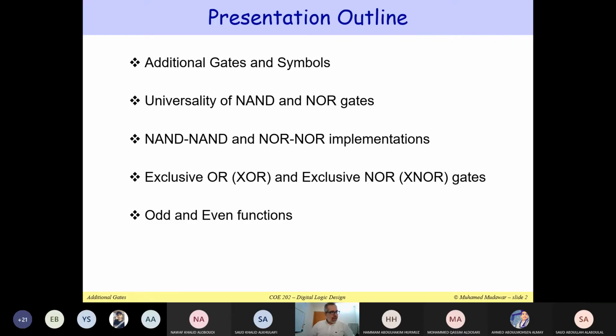I will be talking about the NAND gate. I'll talk about the NOR gate. If we have time, I'll talk about NAND and NOR implementations. We'll continue, inshallah, this topic on Sunday. I'll talk about the exclusive OR gate, the exclusive NOR gate, and I'll talk about odd and even functions. So this will be a short presentation. Inshallah, we will finish it on Sunday.